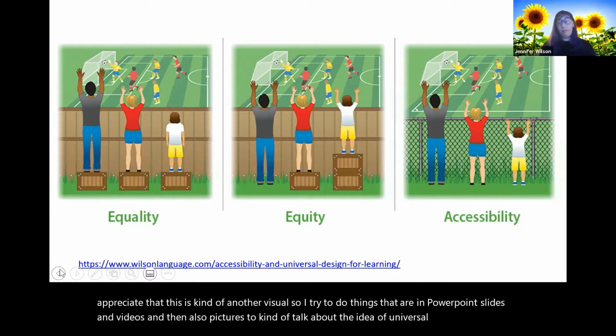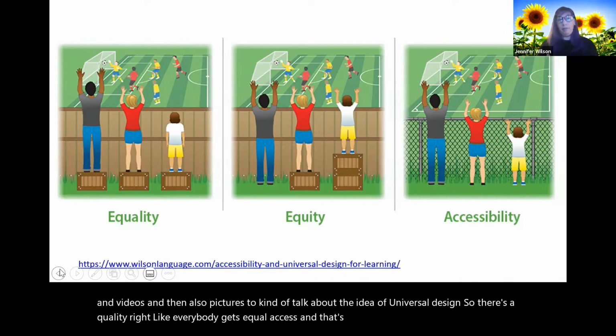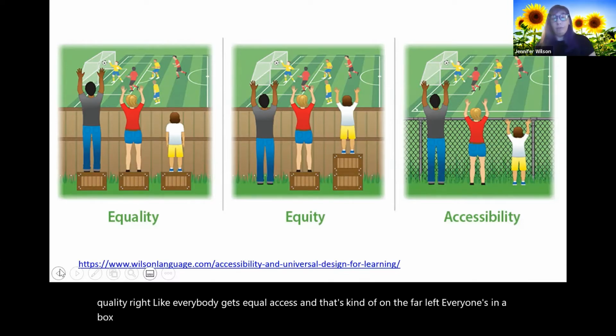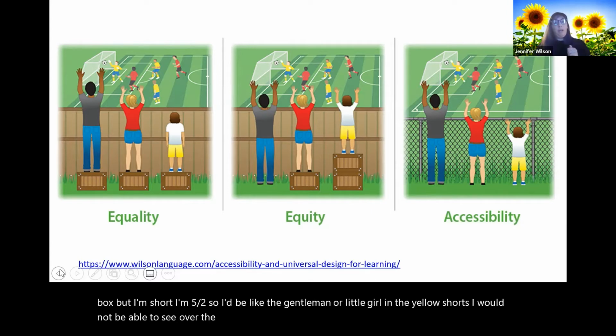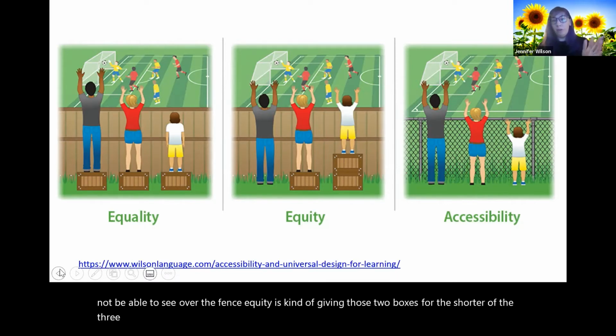So there's equality, right? Everybody gets equal access, and that's on the far left. Everyone's in a box, but I'm short, I'm 5'2", so I'd be like the gentleman or little girl in the yellow shorts. I would not be able to see over the fence. Equity is giving 2 boxes for the shorter of the 3, 1 box for the one in the middle, and the tall one's good.